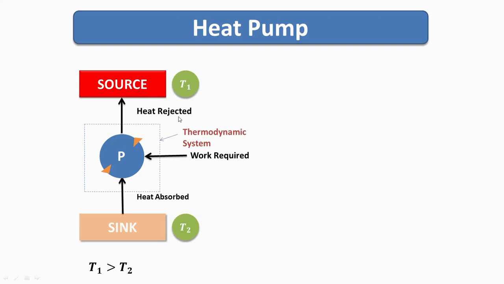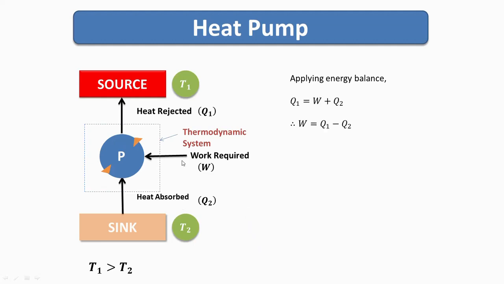In the previous case, in the case of the refrigerator, the purpose of the refrigerator is to maintain the temperature of the sink below the atmosphere. Here, the purpose of the heat pump is to increase the temperature of the source much higher than the temperature T1. So the purposes are different for a heat pump and a refrigerator. Otherwise, the energy balance equation is the same.